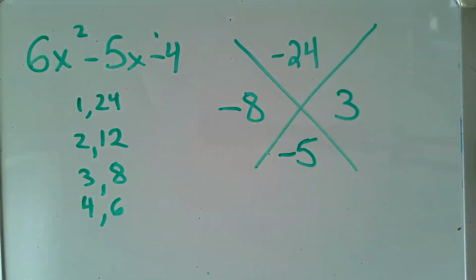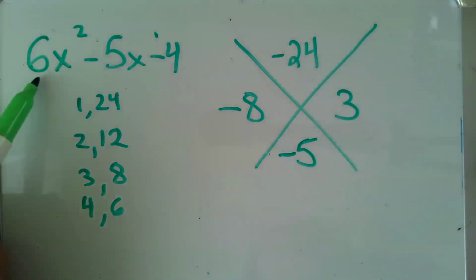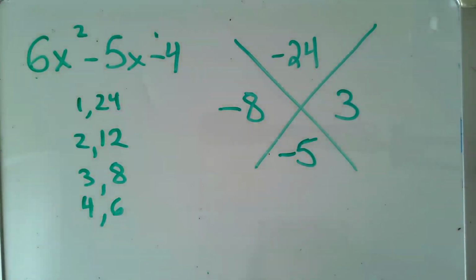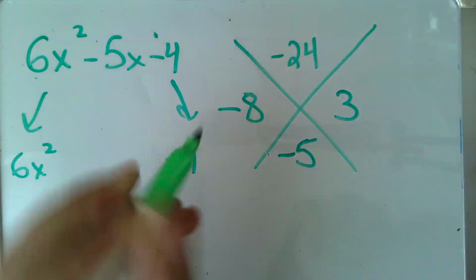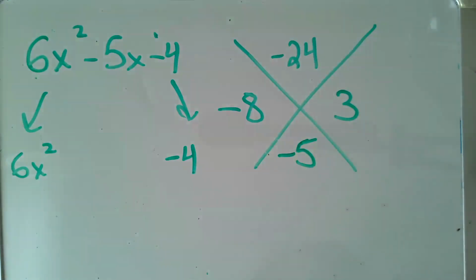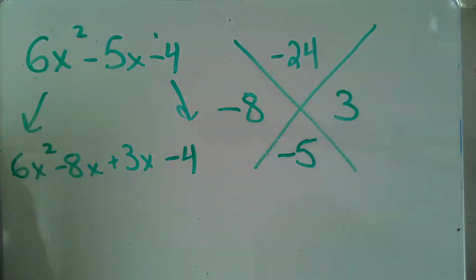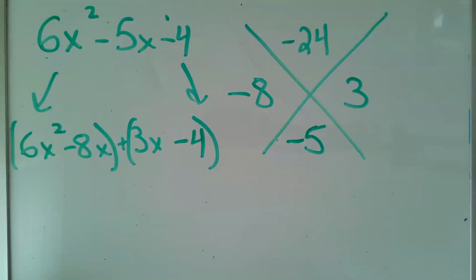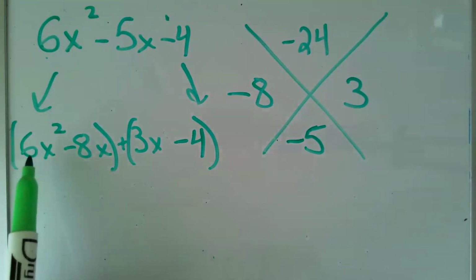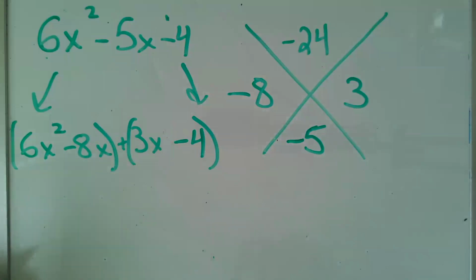Good. Now, these do not go directly in the factors because my x squared is not bald. There's a 6 there. So here's what I do next. I bring down the first and last terms, and these two that I found with my X method are the coefficients of my middle terms. And now I group. And if this is not familiar to you, go check out this video on grouping. But I'm asking myself, what is the greatest common factor of these two terms? And I see that that is a 2x.